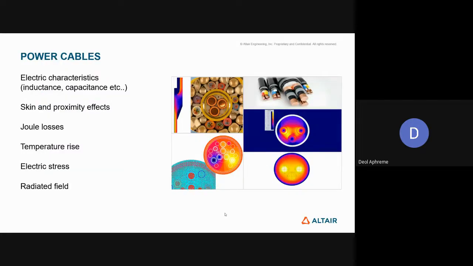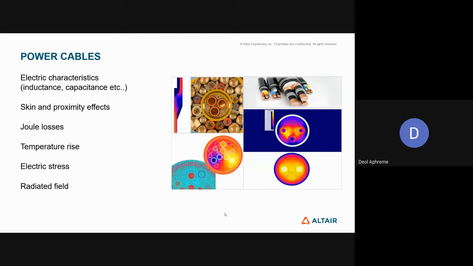Power cables, like I said before, it's very important to simulate cables as well, because sometimes the buried cables or undersea cables are laid and forgotten. So it's like the fit and forget concept. You will not look back on them. You would prefer not to replace them if given an opportunity.